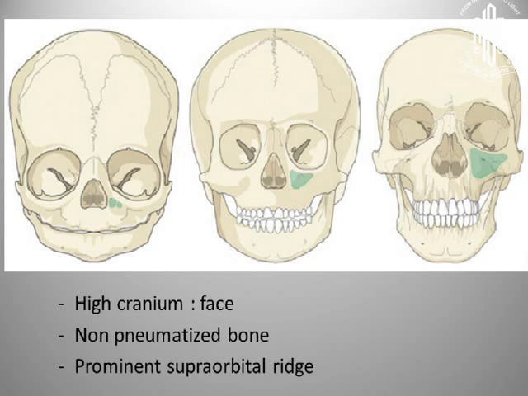This is because there is a high cranium to face ratio. The bones are not pneumatized, the frontal sinus has not developed, therefore there is no cushion, and also the supraorbital ridge is much more prominent.